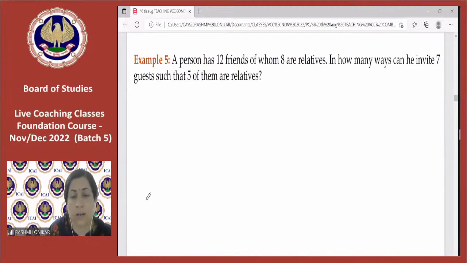Now, a person has 12 friends, of whom 8 are relatives.